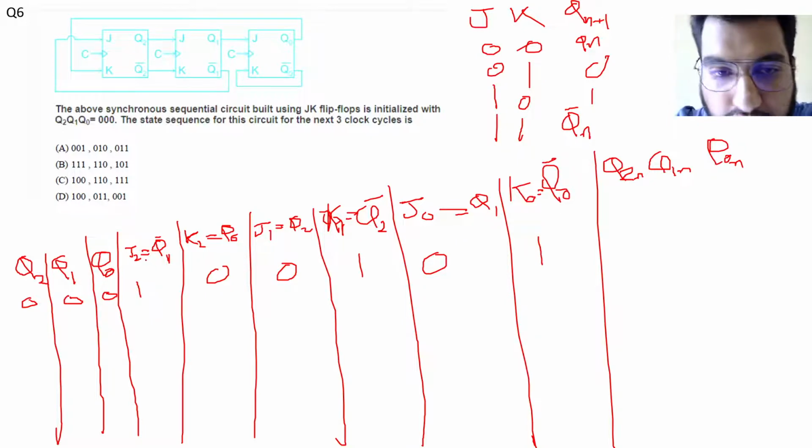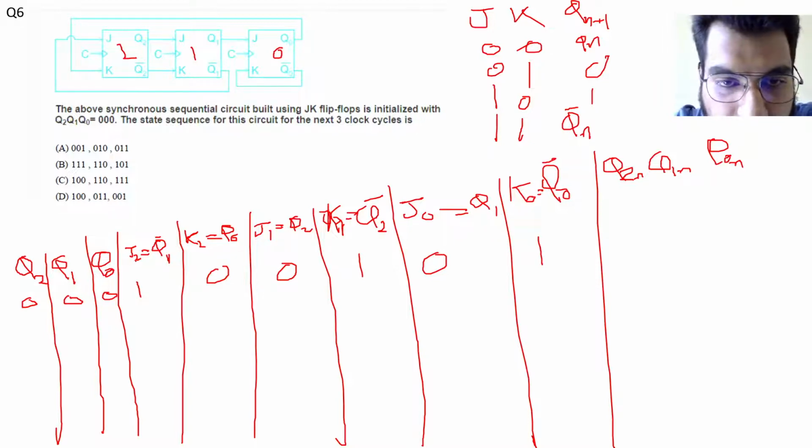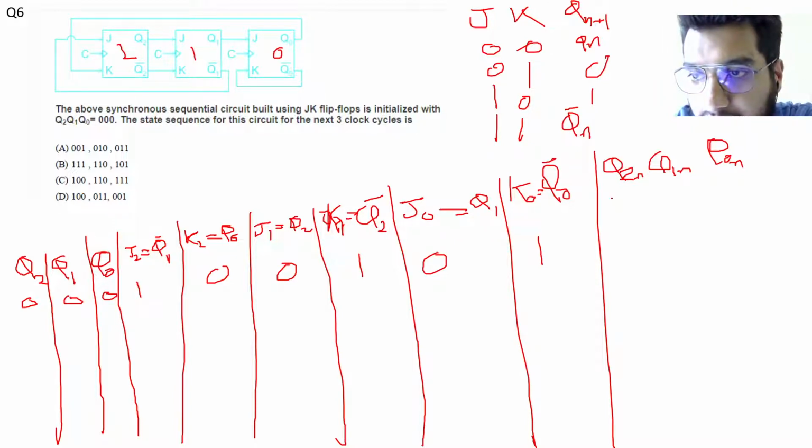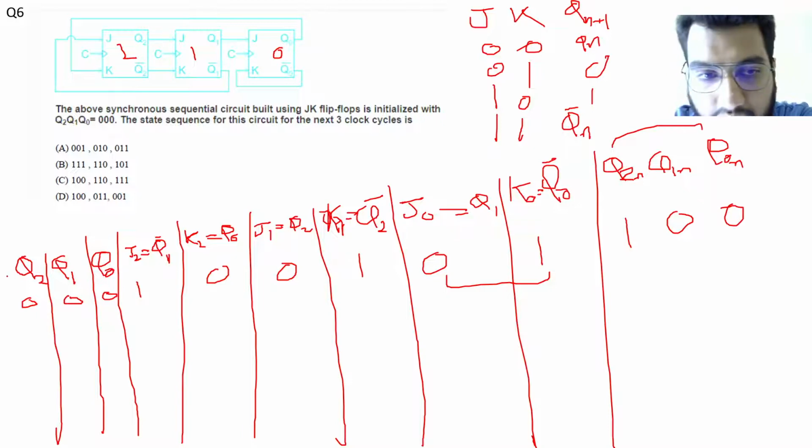Now checking the outputs of Q0, this flip flop, this is labeled as 2, 1 and 0. Checking the output of JK flip flop number 2, J is equal to 1 and K is equal to 0. So as per the truth table, we can write this is equal to 1. Now checking the output of flip flop 1, J equal to 0, K equal to 1, it will be 0. And for the final one, J equal to 0, K equal to 1, it will be again 0. Now these outputs will be the inputs to the next cycle. So we'll write here as 1 0 0.